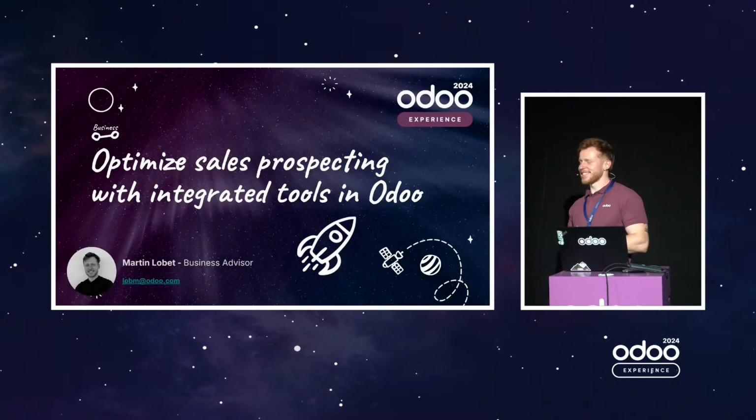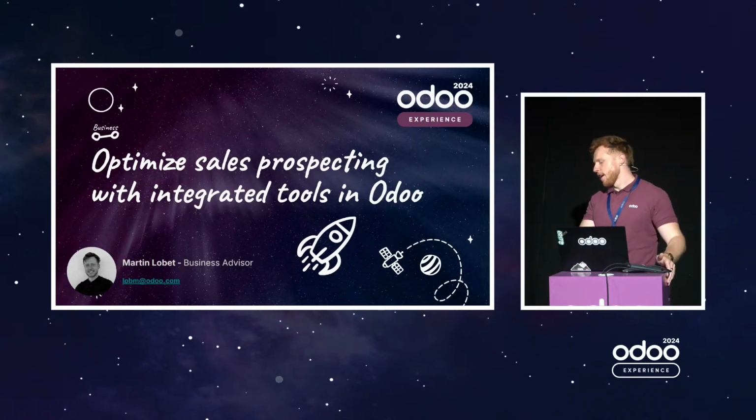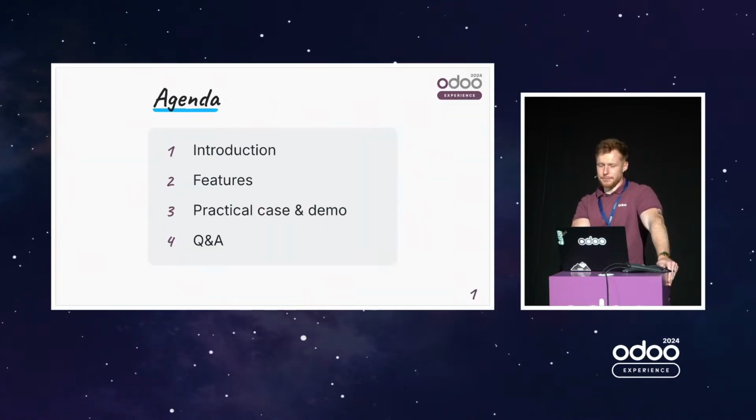It's crucial for commercial companies. We are facing too many difficulties that increase the workload, and today we'll see how we can find a solution. My name is Martin Lobe. I work in business development here at Odoo, and it's very important for me to find new solutions, to be the best version of myself, let's say, and to be as efficient as possible in my job. So today's talk: how to optimize sales prospecting with integrated tools within Odoo.